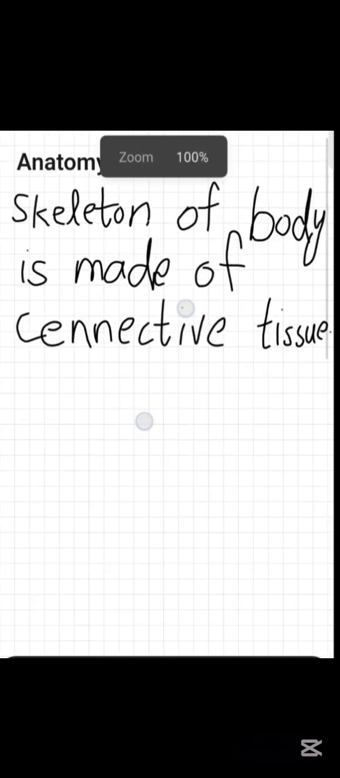Okay, let's start our skeleton of the human body. The skeleton of the body has different parts. Let's divide it into different parts. The first one is the cranium, the head or skull. Then there is the thorax, also known as the trunk, the upper limb and the lower limb. These parts are also subdivided into different parts according to their function and structure.